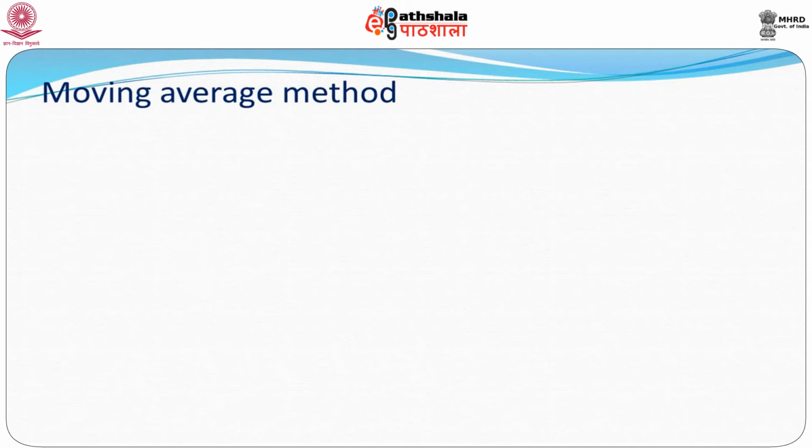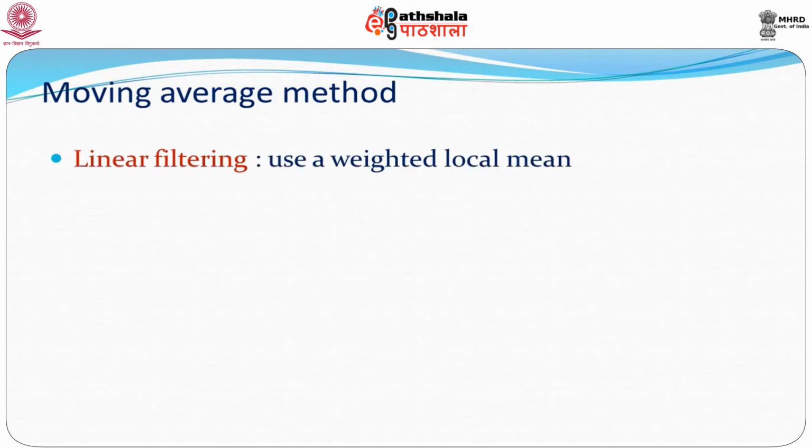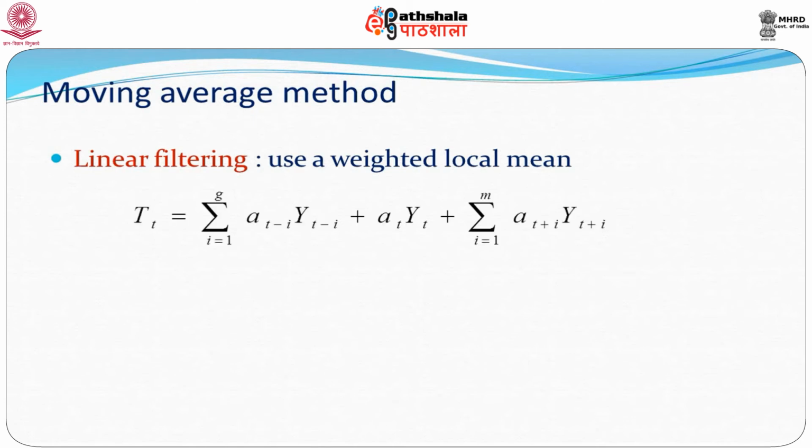As opposed to this, we have what is referred to as the moving average method. It is very often said to be a linear filter, where you use a weighted local mean. What does this mean? It means that we take a weighted average of the y's. Suppose we are looking at y_t, and we have decided that we will take a weighted average of the previous g values of y and the subsequent m values of y. So, T_t would be an average of these y values.